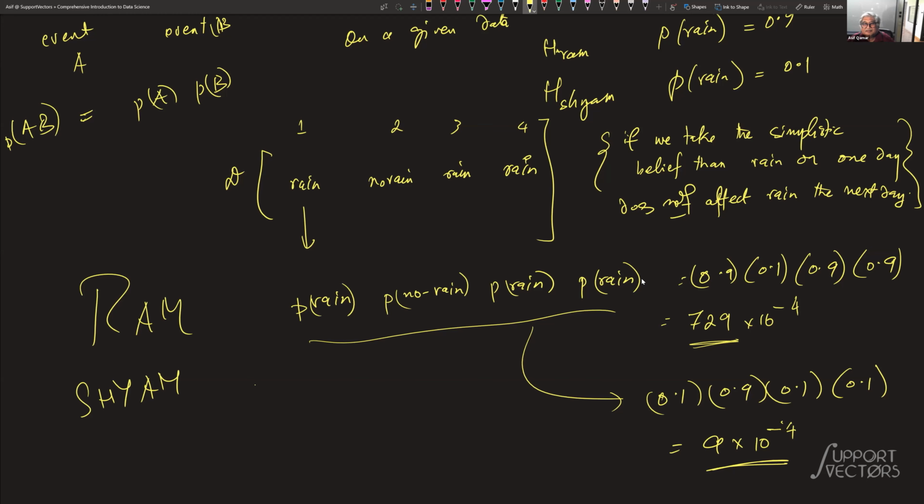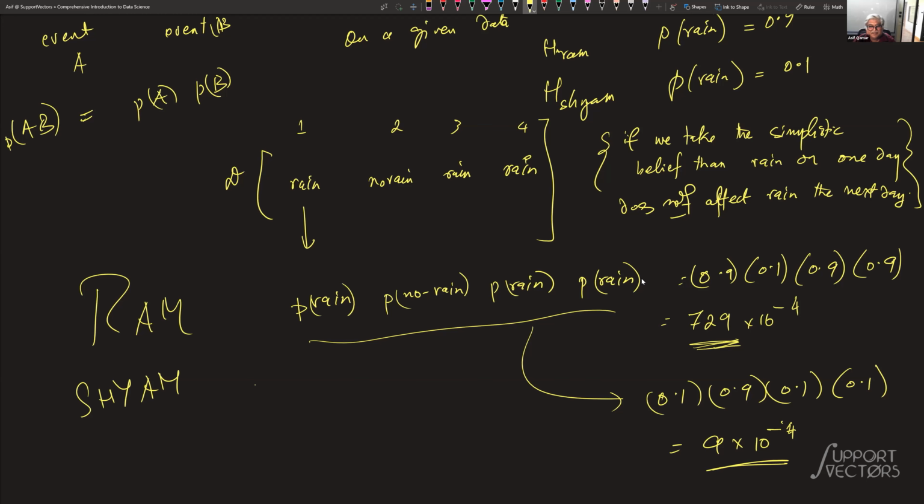I'm getting confused here. You look at the data: 3 days of rain and 1 day with no rain. Just looking at the data, it looks rainy. How did you get Shyam's more than Ram's? Shyam is not more than Ram. Shyam is far less than Ram. Shyam is only 9 into 10 to the minus 4, and Ram is 729 into 10 to the, yeah, sorry. Not 9. Okay, sorry. I didn't realize. Yeah, sorry.